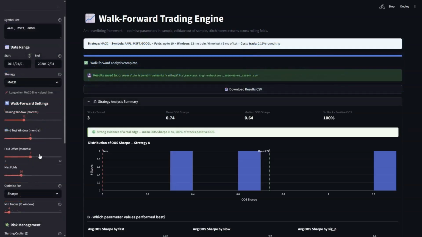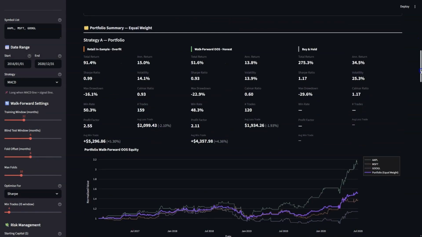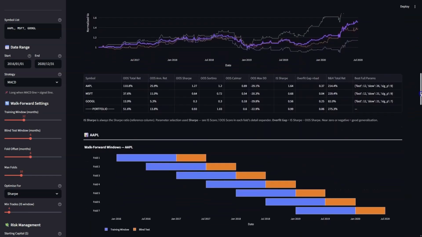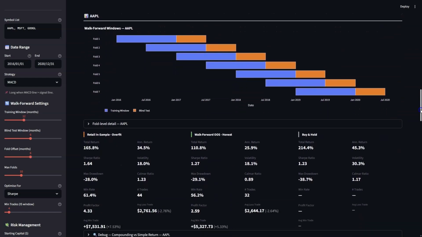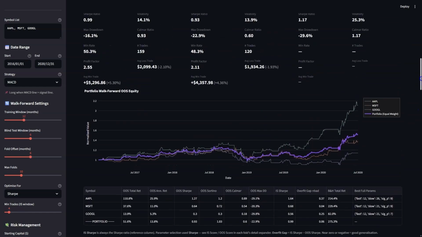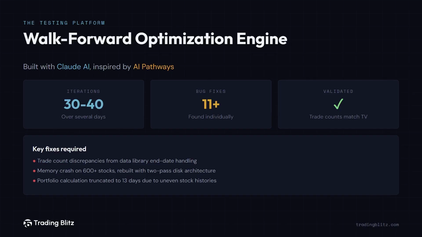It took me around 30 to 40 meaningful iterations over several days to get this engine working properly. Now, I did modify the original design in order to allow me to test two different strategies head-to-head. So for example, the standard RSI versus the modified RSI, and then to be able to enter parameters for both strategies so the engine could optimize for each one. However, even if I didn't take those extra steps, it would have required at least 15, if not 20 iterations just to get the calculations working properly for the original design as laid out by AI Pathways in their video.